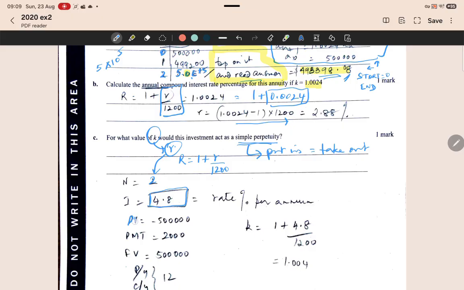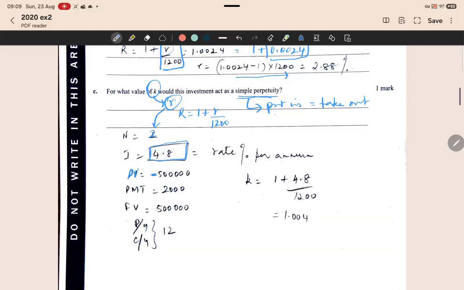Your principal value, because you're investing, is going to be a minus, money is leaving your hand. Your payment, that regular payment that you're getting, is 2000, and it should be a plus because money is coming towards you. Okay, so when money leaves you, it's minus. When money comes to you, it's plus.